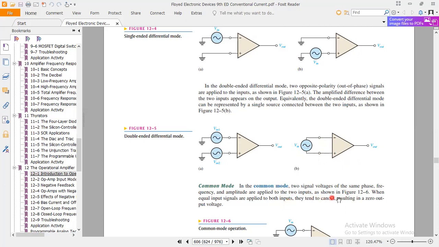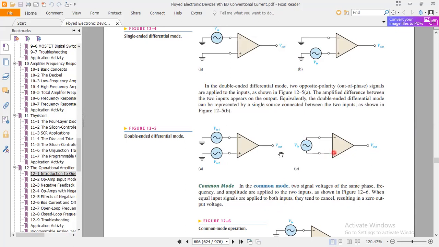We applied two inputs as shown in figure 12-6. When equal input signals are applied to both inputs, they tend to cancel, resulting in a zero output. That means when equal input signals are applied, both inputs provide the same signal. Similarly, you can see in figure 12-5b, when applied to both inputs, they tend to cancel. Tend means to try, and completely vanish, resulting in a zero output voltage.